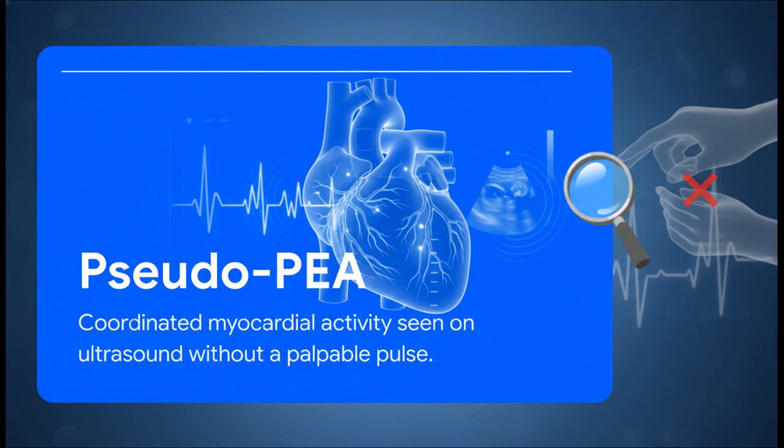It tells you if you're dealing with true PEA, where the ultrasound shows absolute cardiac standstill, meaning the muscle isn't moving at all despite electrical activity, or if you have pseudo-PEA. In pseudo-PEA, you actually see coordinated myocardial activity. The heart is trying to squeeze, but the output is just way too weak for you to feel a pulse. Spotting pseudo-PEA is massive because it carries a much better prognosis, and it usually means there's an easily reversible cause hiding right in front of you.